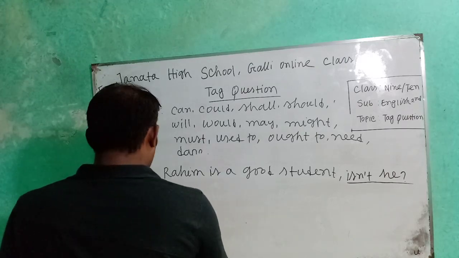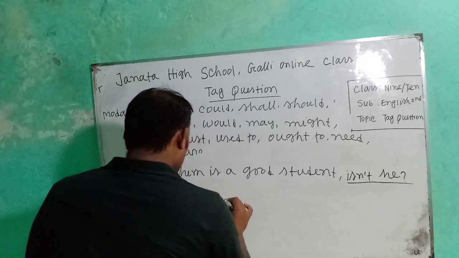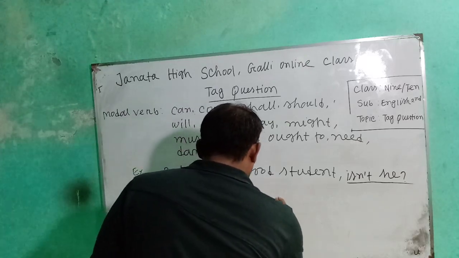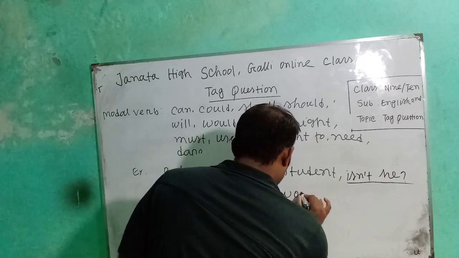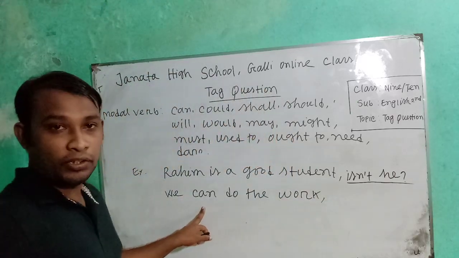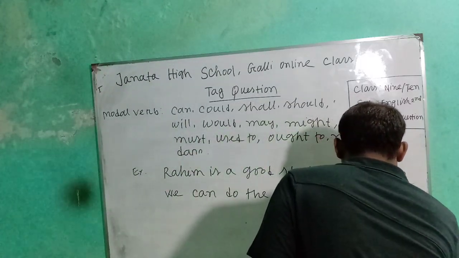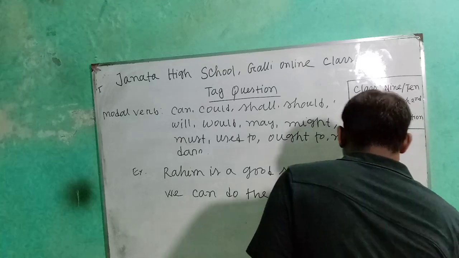There is another example. We can do the work. Auxiliary verb can, can't, then pronoun.